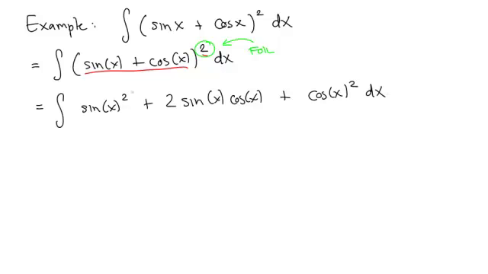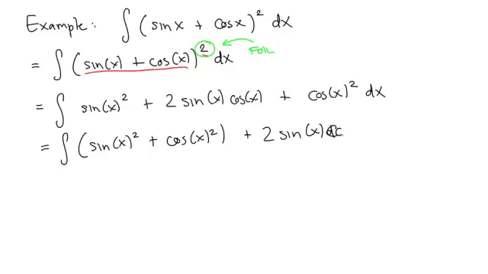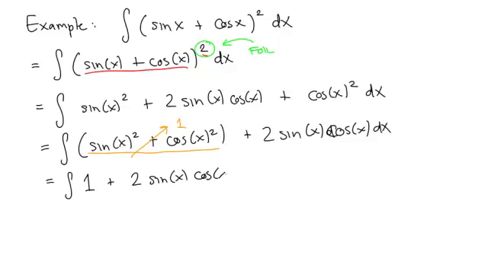Even better, notice that if I rearrange the terms a little bit, we get sine of x quantity squared plus cosine of x quantity squared plus 2 times the sine of x times the cosine of x dx. And this expression, cosine squared plus sine squared, if it's the one trig identity you can't forget, it's this one. This is always equal to 1 by the Pythagorean identity. And so this simplifies to 1 plus 2 times the sine of x times the cosine of x dx.